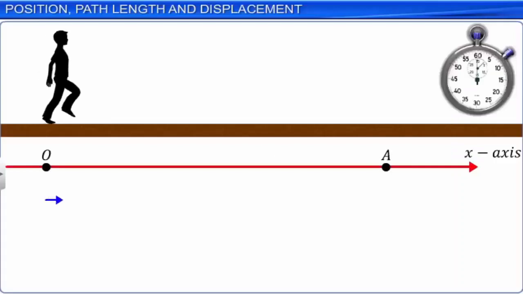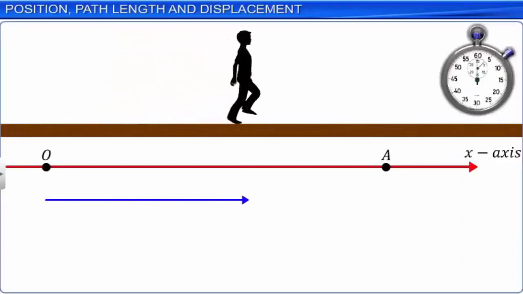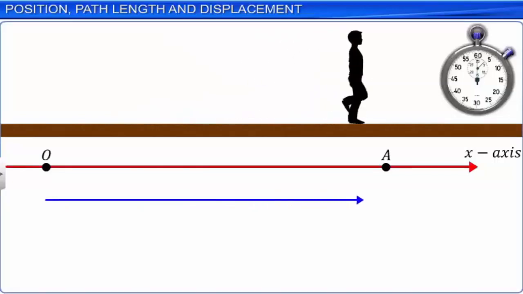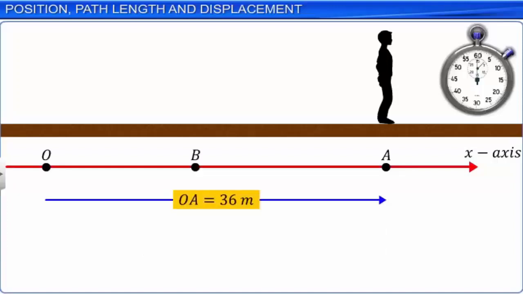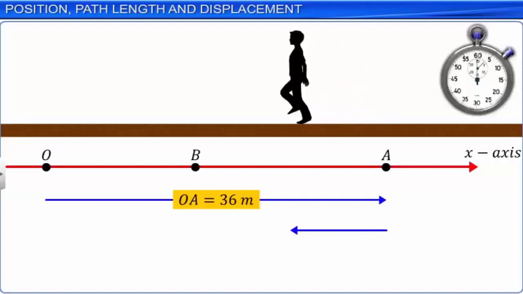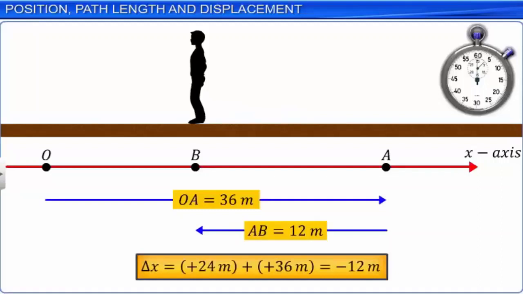For example, let's consider the displacement of the man moving from O to A. Delta x is the difference between the final point and the initial point, which is equal to 36 meters. The displacement of the man in moving from A to B is delta x, where delta x is the difference between 24 meters and 36 meters, which is equal to minus 12 meters.